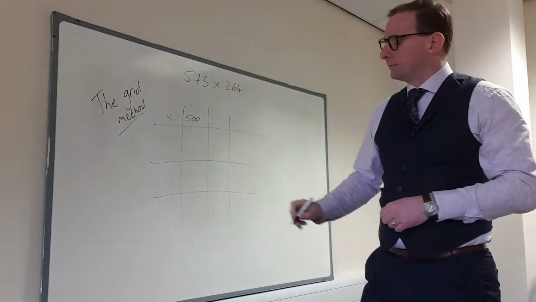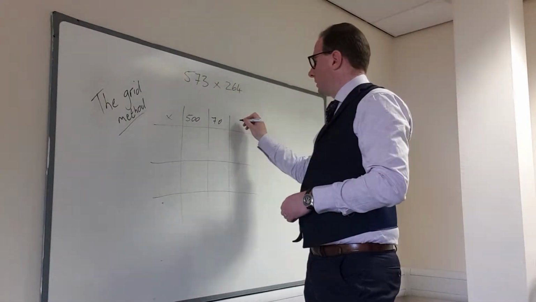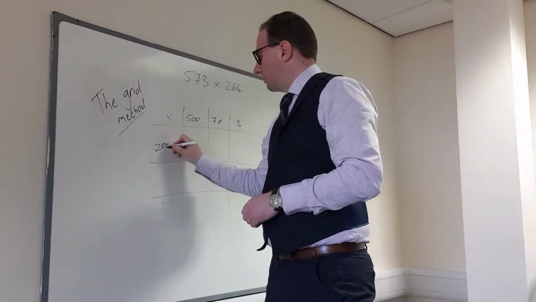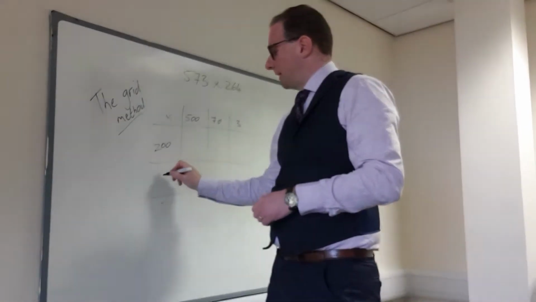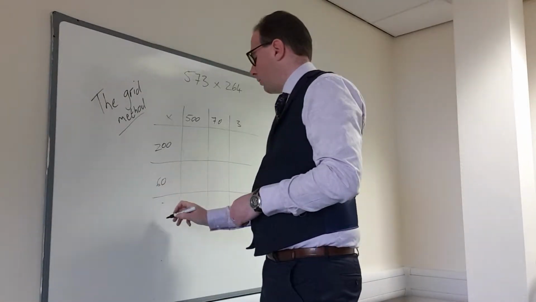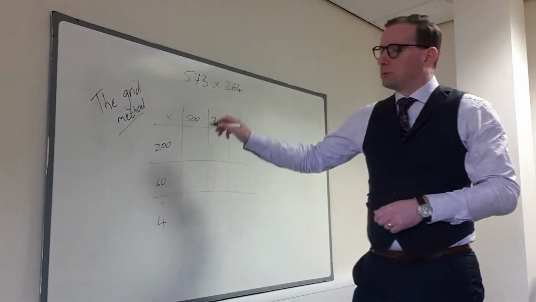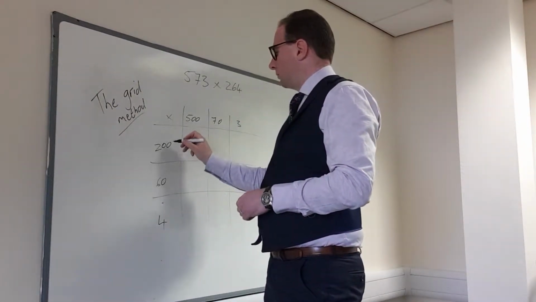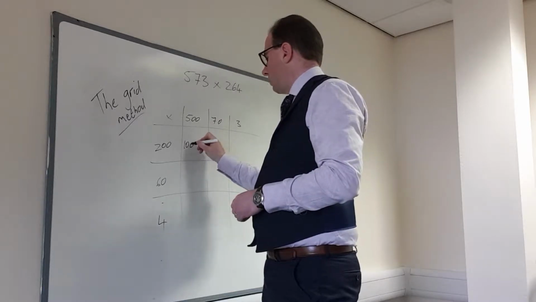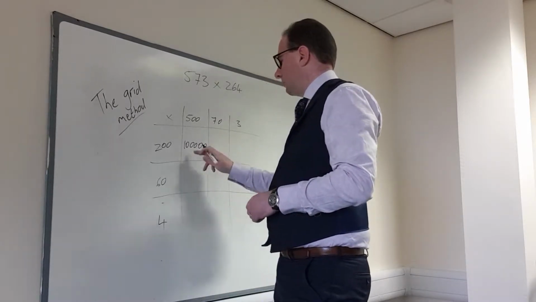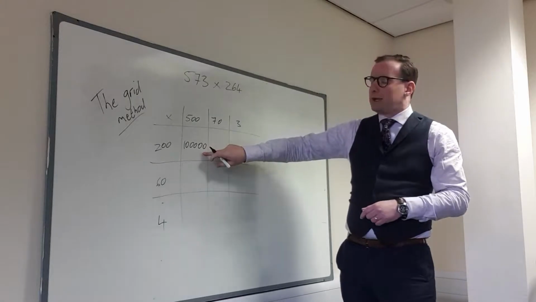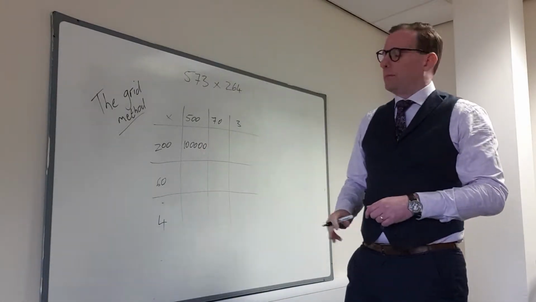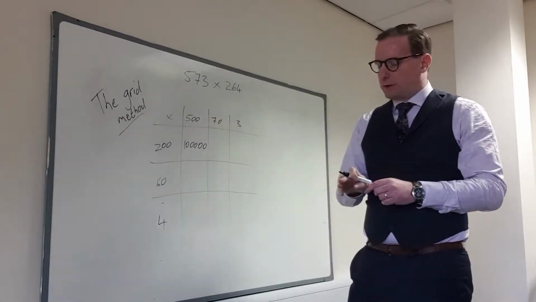500, 70 and 3. 200, 60 and 4. So 2 times 5 is 10, and 4 zeros put on the end. If you write your grid small, you're going to run out of room to put that in. So make sure your square is big enough to put that number in.